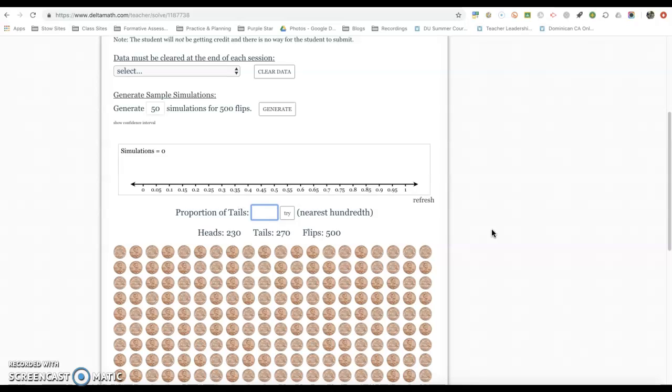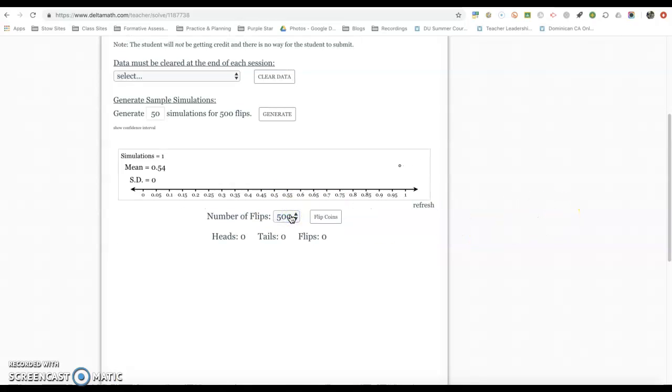Okay, so we flipped 230 heads, 270 tails. So our proportion of tails would be whatever 270 divided by 500 is. 270 out of 500, it's a little more than half, 0.54. And one little penny goes on 0.54.